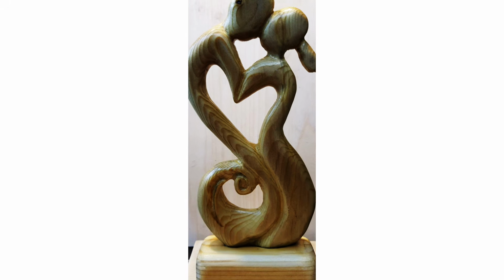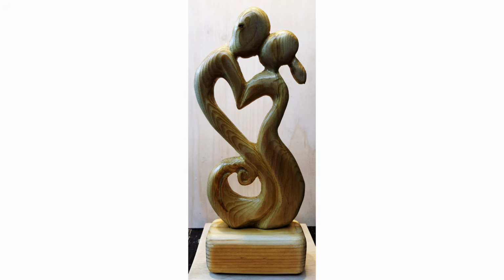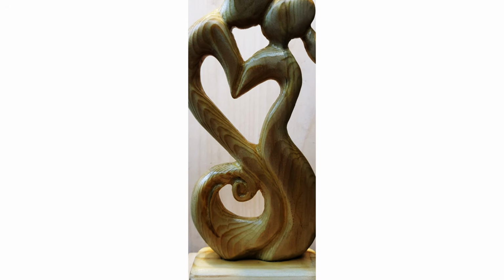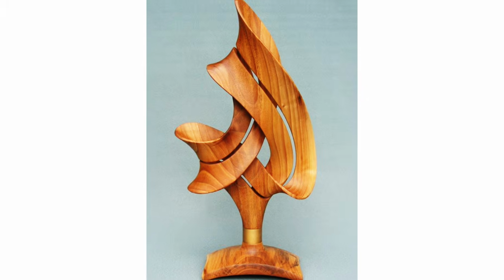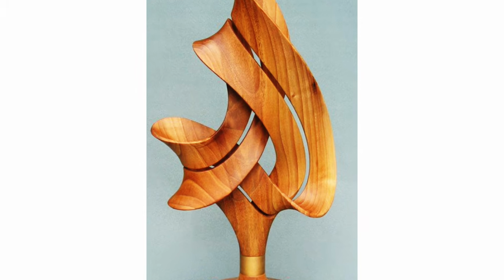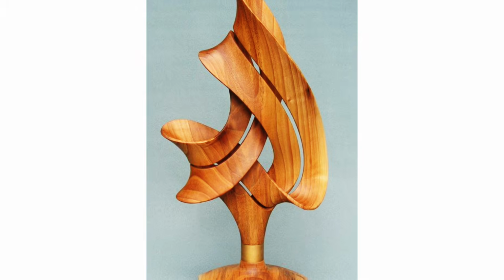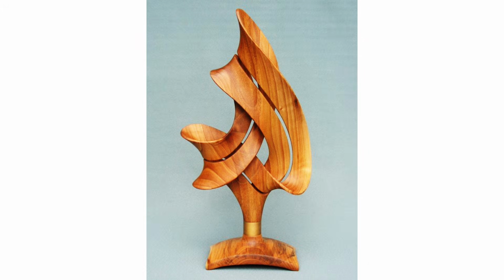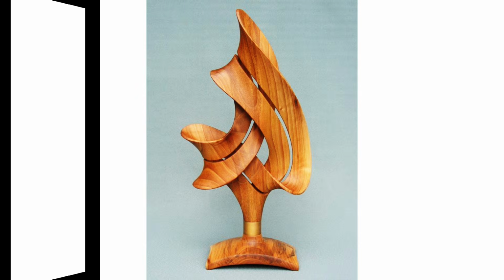This reflects a deeper philosophy. Perfection is not always beautiful. Imperfection tells a story. It shows reality. It shows life. And in a world that often demands perfection, abstract wood sculpture reminds us that beauty can exist in flaws.